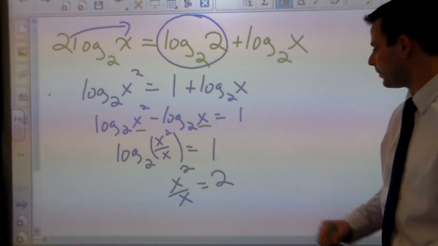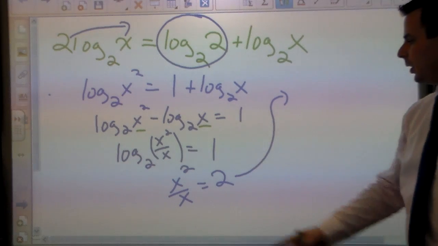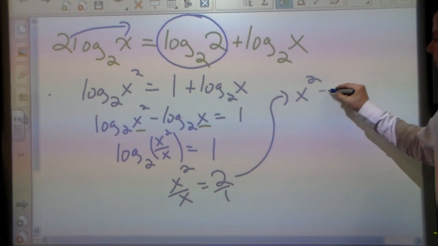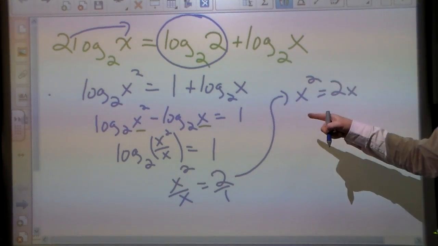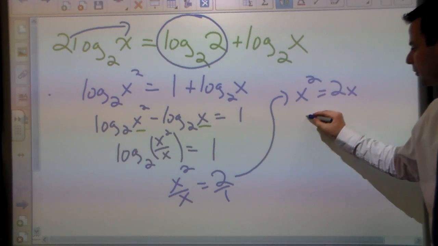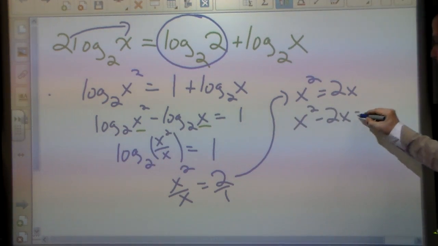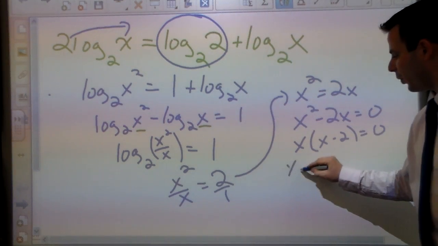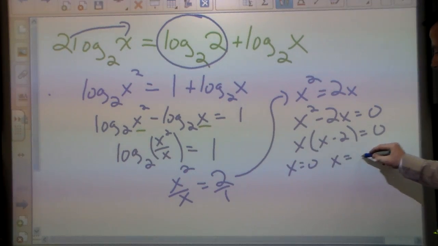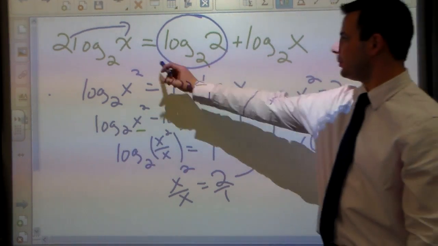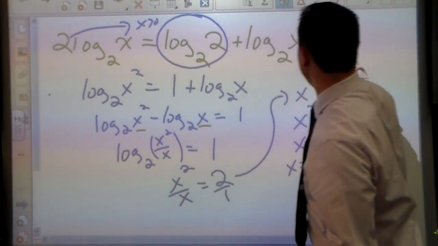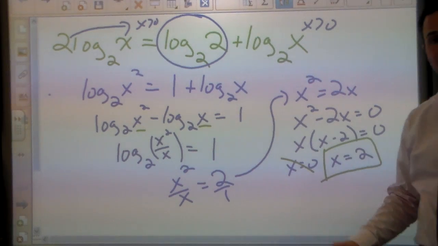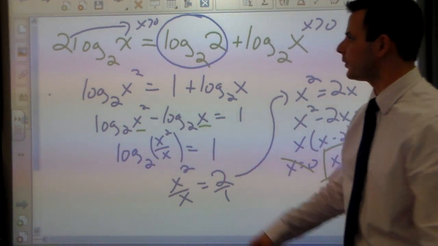And now I can cross multiply. Let's bring this up here so we have some more room. X squared times 1 is x squared. 2 times x is 2x. And now we're back to the same equation which we had before. Let's subtract 2x from both sides. Let's factor out an x. And let's set both factors equal to 0. Okay, let's go back to our original. X has to be greater than 0, which is why we're going to reject this solution and only accept x equals 2. Okay, next example.